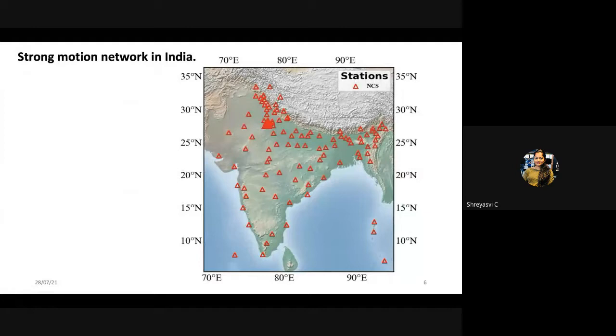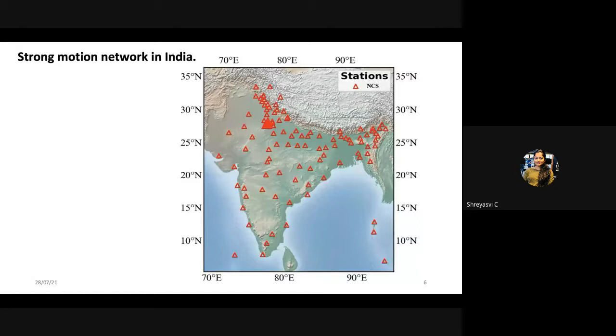I just wanted to give a brief update of what the status in India is when it comes to recording of earthquakes. All over India, there are numerous stations being installed. We call these recording stations, the red triangles that you're seeing here. There are different government agencies maintaining them, and these agencies are responsible for installation, monitoring and maintenance and everything.